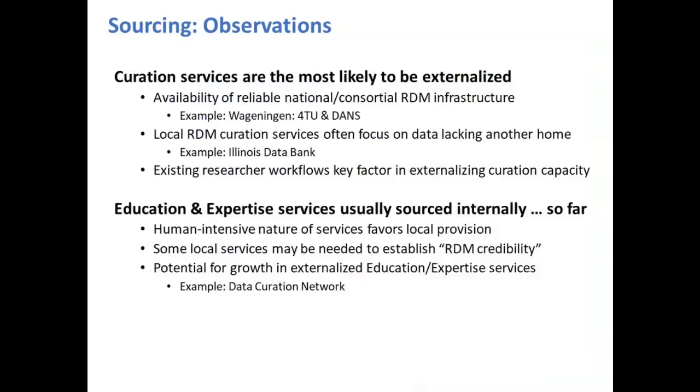Here are a few other findings about RDM sourcing decisions that emerged from our case studies that I wanted to highlight. We found that of the three major RDM service categories, education, expertise, and curation, it was really curation services that were most likely to be externalized. Now, one of the key factors influencing this is the availability of national or group scale RDM curation services and infrastructure. As we've seen, Wageningen externalized much of its RDM curation capacity to both consortial and national scale services, in particular with 4TU and DANS.